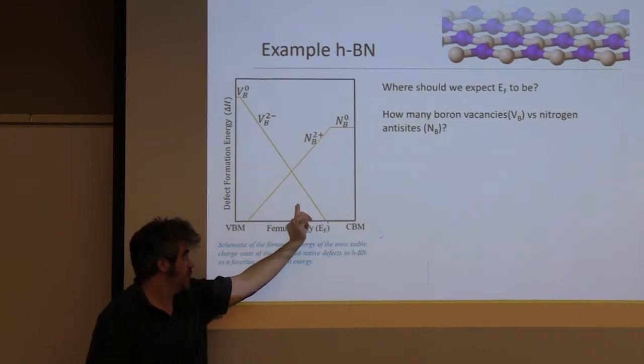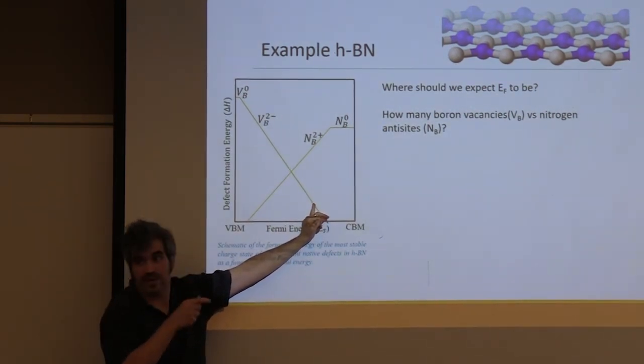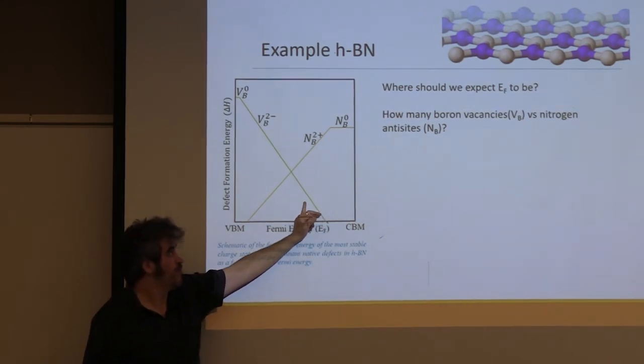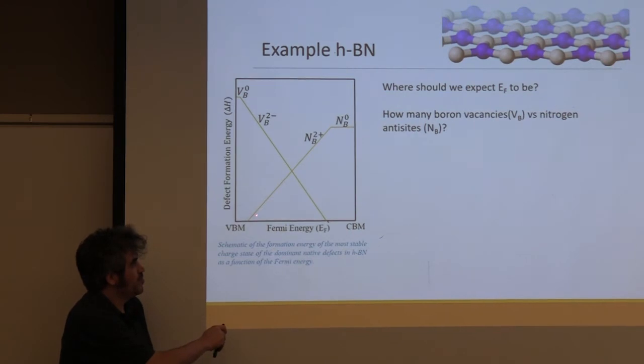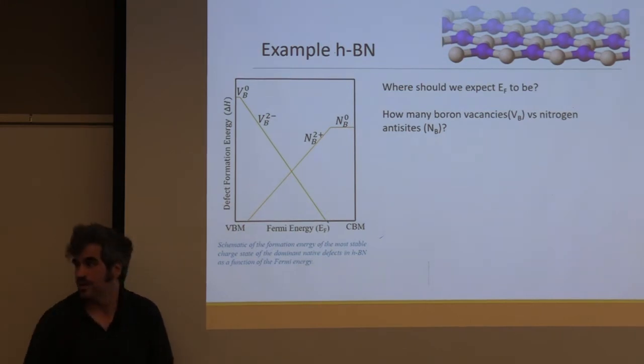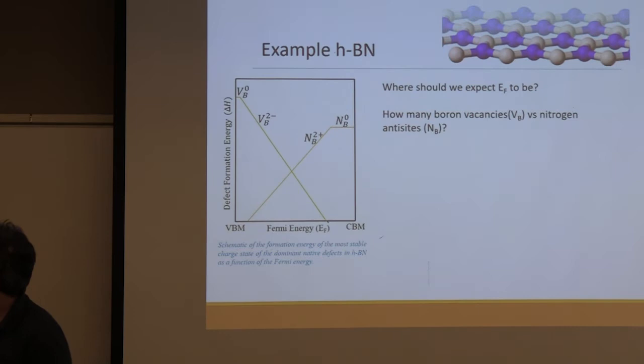And if you were here, that means you form lots and lots of negatively charged defects, acceptors, which bring the Fermi level down. So there's only one position, essentially, where you get charge neutrality, and then you have the same number of donors as acceptors. So that's a situation where they're compensated.